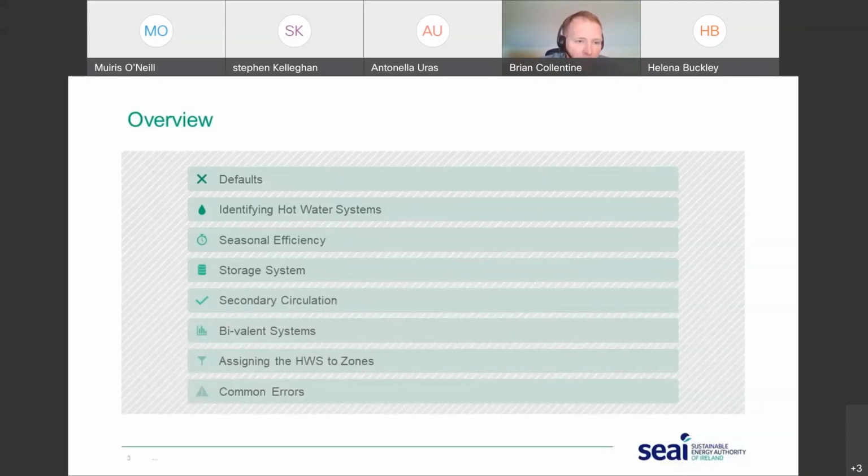So just an overview of today, to give you a flavor of what we will cover. We'll touch on defaults, identifying hot water systems, seasonal efficiency, storage systems, secondary circulation. We'll touch on bivalent systems, which are rare enough in my experience, but there is a facility for that, and we'll cover that in a bit of detail as well. Assigning the HWS to zones, and common errors that we have come across generally.